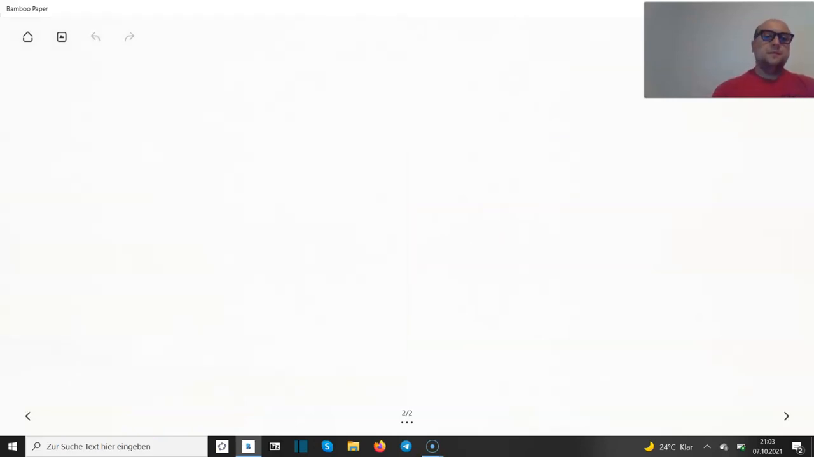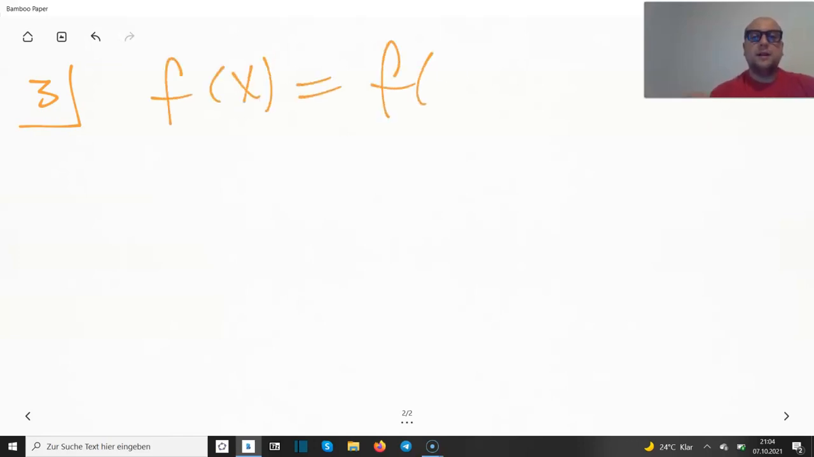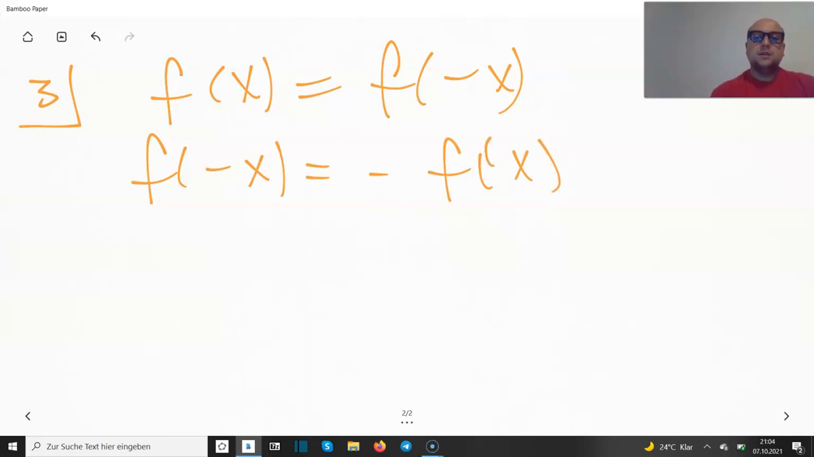Number 3, do we have any kind of symmetry? The answer is yes. Well, we only have odd exponents here, but I hope that you remember, if f of x equals f of minus x for every x, then we call it symmetric considering the y-axis. And if we have f of minus x equal to minus f of x, then we call it symmetric considering the origin. And this is exactly the case we have here.